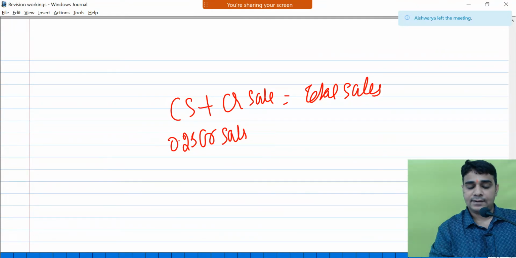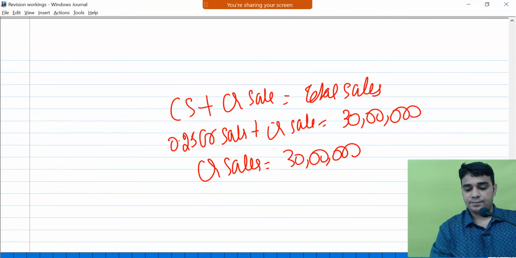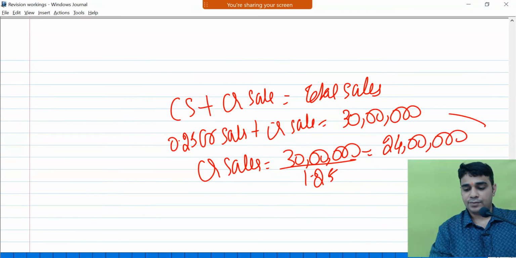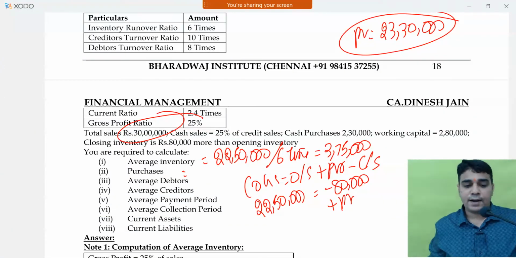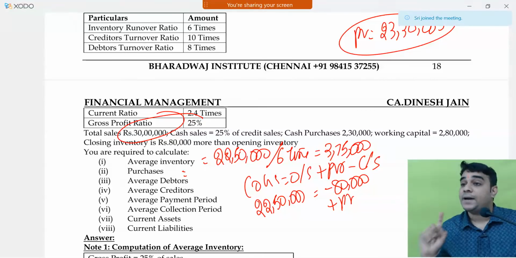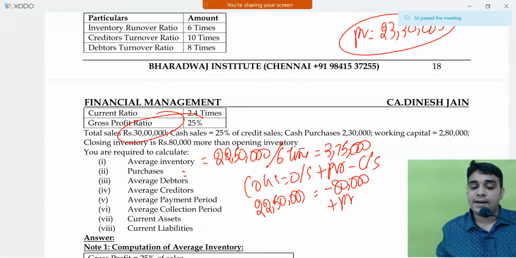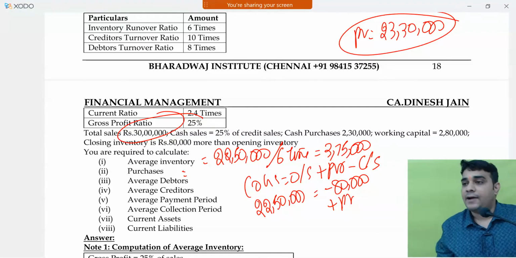So 0.25 credit sale plus credit sale is equal to 30 lakh. Hence my credit sale figure is 30 lakh by 1.25, which is 24 lakh. And cash sales is 25% of this. So debtors is equal to 24 lakh by 8, which is 3 lakh. And creditors is equal to credit purchases, which is 21 lakh by 10.